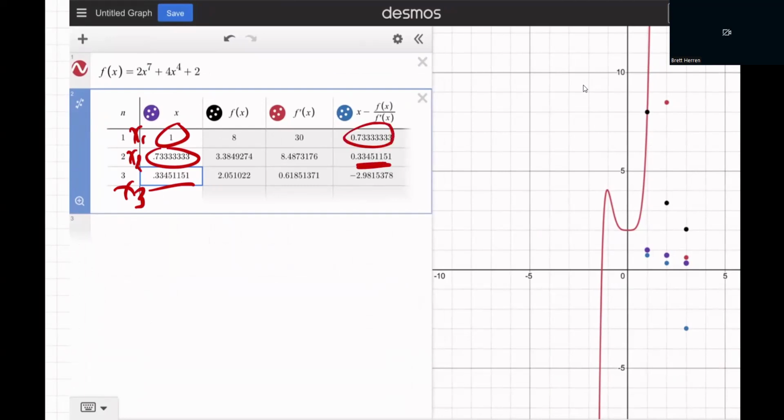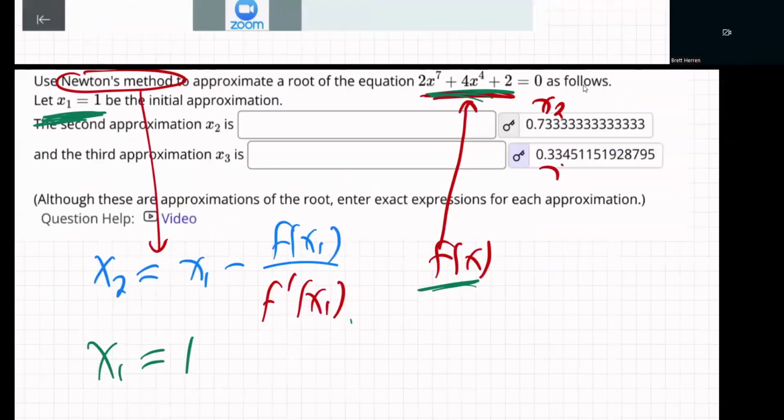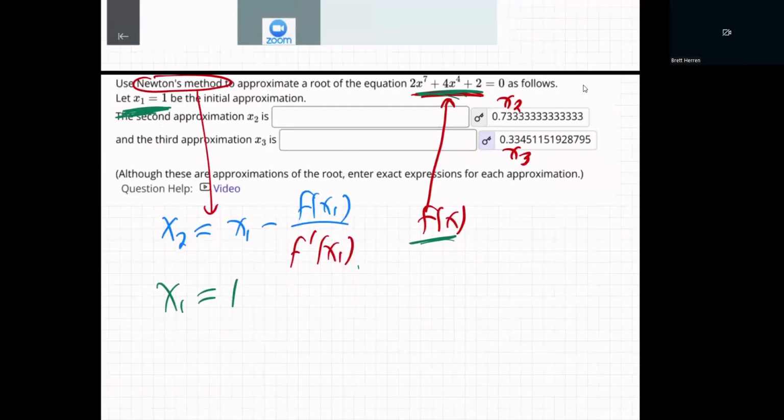So every time I just take this number, bring it to the next line, take this number, bring it to the next line. And it's an iterative process. It just keeps repeating the same thing. And so there's our x3. So they wanted x2 and x3. Let's make sure we had those right. There's x2. There's x3. We got it. So that's all you have to do. So that's the end of the problem. Type those in, you're good.